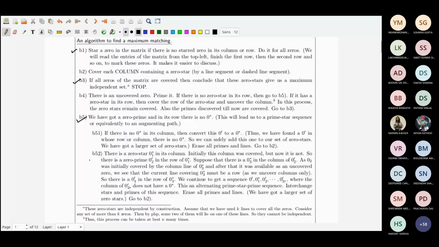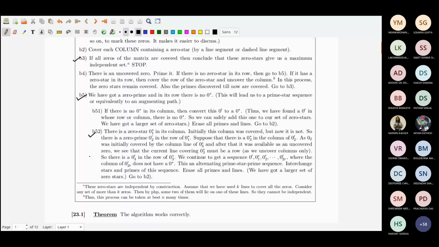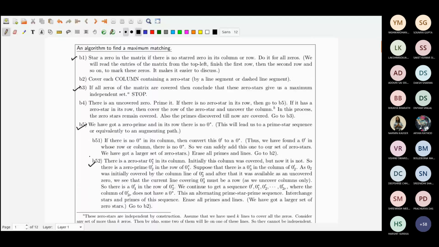Of course, that the algorithm will work correctly, that is clear, because the number of stars from the beginning is finite. At every step you are asking whether I have an uncovered 0.